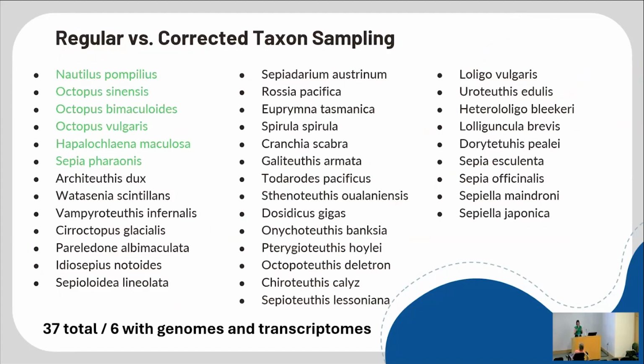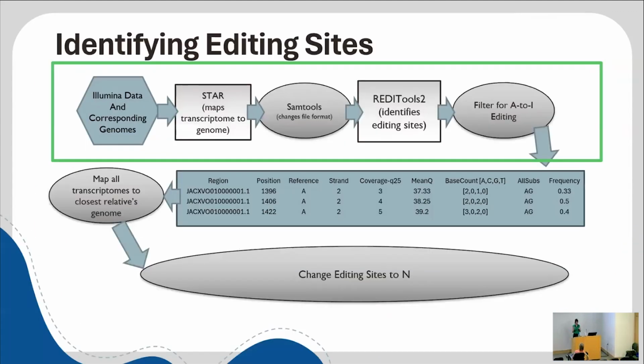For my regular versus corrected, I'm going to briefly go through this, even though I don't have trees to show you, just to show that I'm working on this. This is coming. I have 37 total transcriptomes, and I have 6, these ones highlighted in green, with their genomes. And that is important because of our pipeline. So in order to identify these editing sites, I took the Illumina data, so the reads and the corresponding genomes, mapped those transcriptomes to their genomes, used SAMtools to change file format, identified the editing sites using REDItools, and then I mapped all of the transcriptomes that didn't have genomes to their closest relatives' genome.